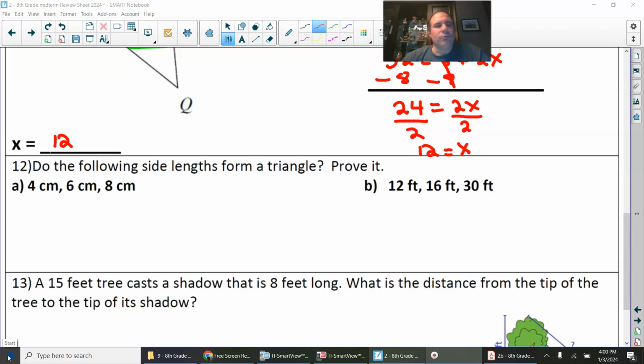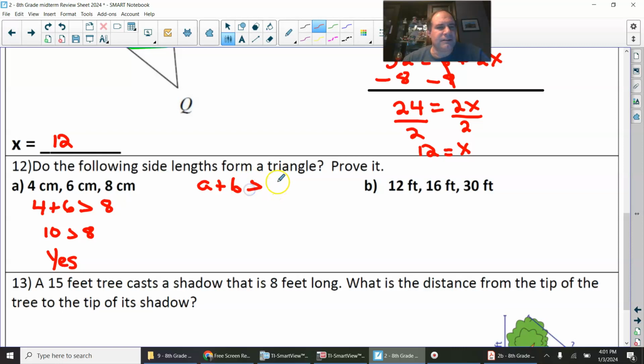All right. So we're going to take the two smallest sides and just add them. 4 plus 6. Is that greater than 8? So 10 is greater than 8. That means, yes, it is a triangle. And by the way, it's A plus B, which are the sides, has to be greater than C. And that's the reason why this is a triangle, because when I took 4 plus 6, it is greater than 8. So now I'm just going to take the two smallest sides again.